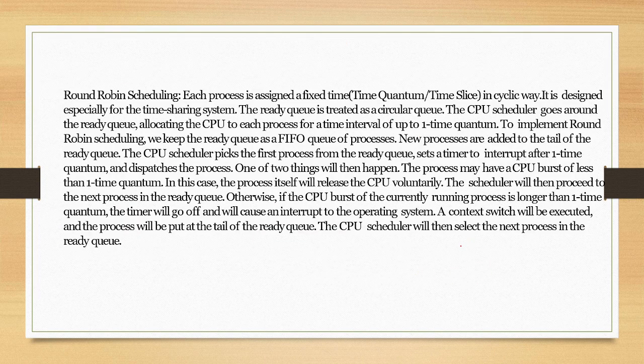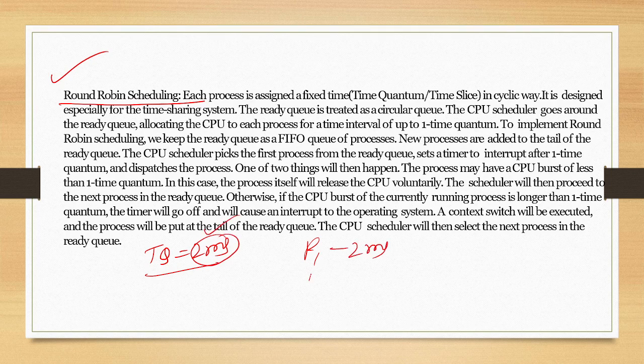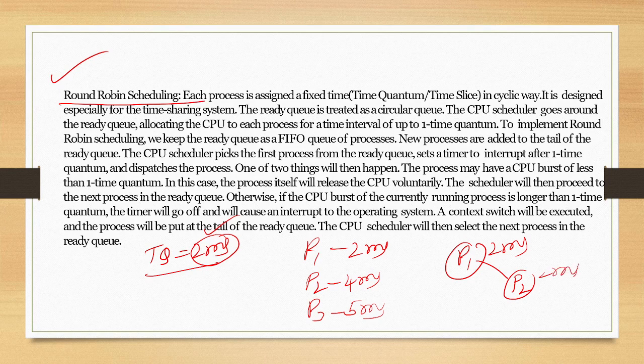Okay, now next one is round robin scheduling. What is the meaning of round robin scheduling? Here, for every process we are giving some time quantum. Suppose I am giving 2 milliseconds to each process. P1 requires 2 milliseconds, P2 requires 4 milliseconds, P3 requires 5 milliseconds. First P1 will get 2 milliseconds. Next, P2 also gets 2 milliseconds of CPU. Next, P3 also gets 2 milliseconds.